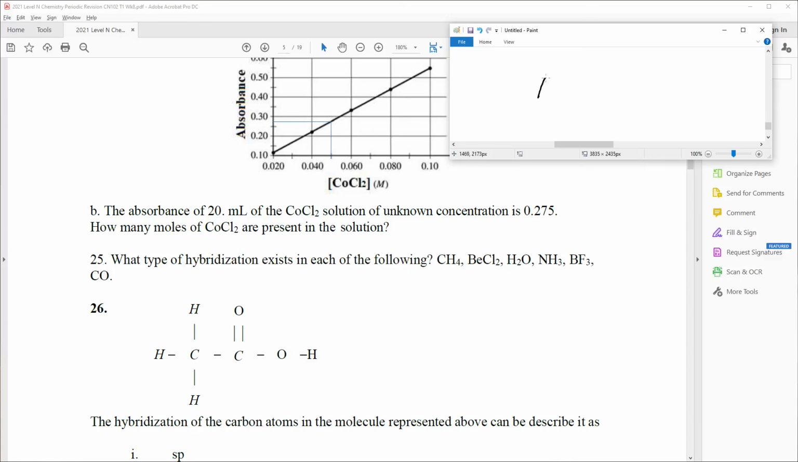And then ammonia, and a lone pair. This one is going to have 1 sigma, 1 sigma, 1 sigma.